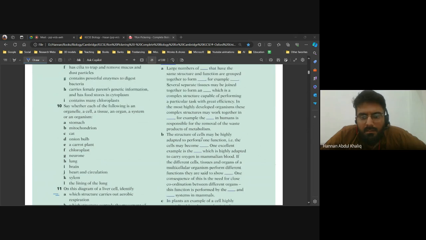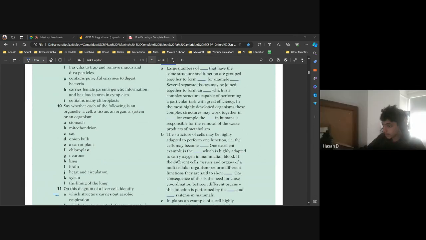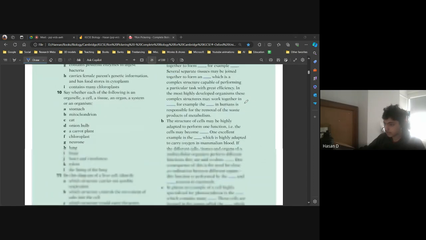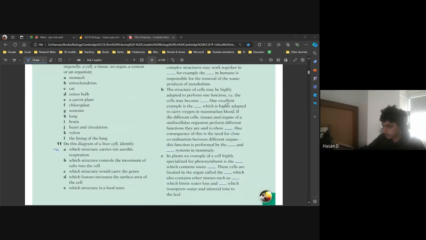The structure of cells may be highly adapted to perform one function. That is, the cells may become specialized. One excellent example is the red blood cells, which are highly adapted to carry oxygen in mammalian blood.